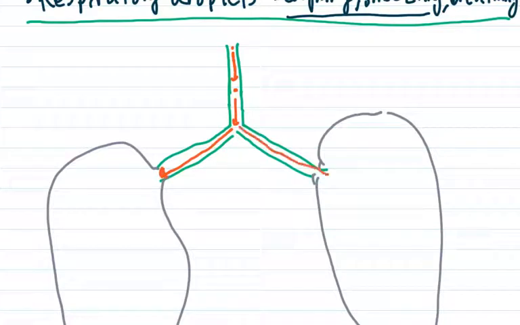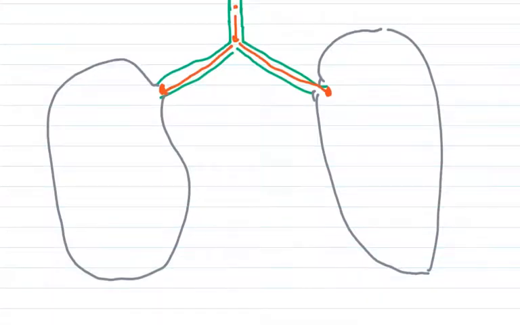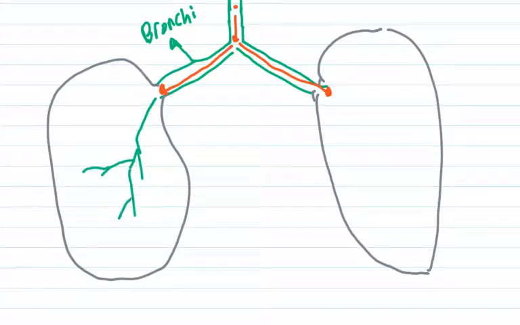Now, remember that the lungs have air sacs called alveoli. We're going to have many branches. These bronchi are going to split into smaller structures called bronchioles. And at the very end of the bronchioles, we're going to see structures called alveoli.